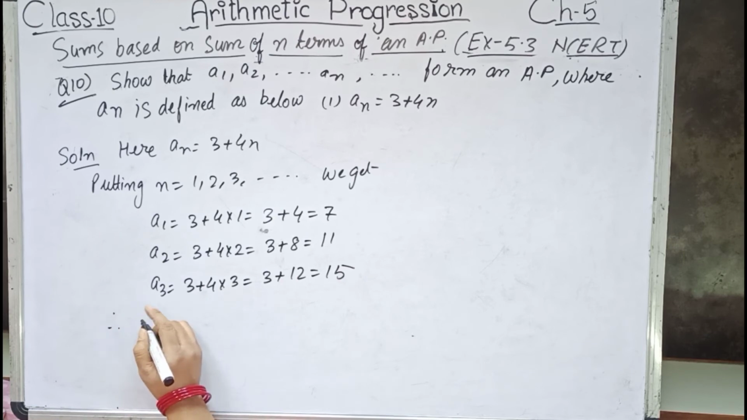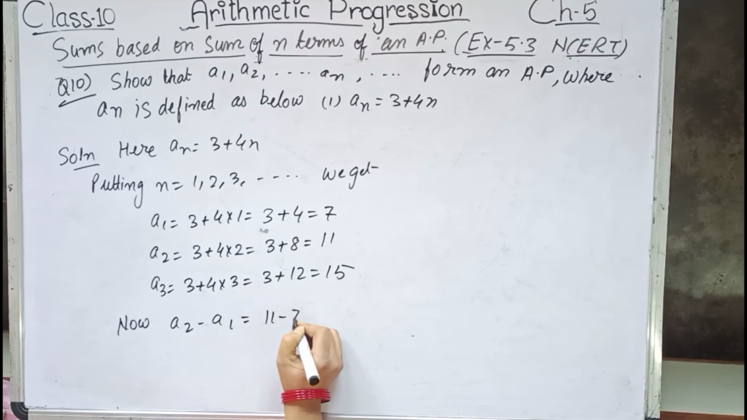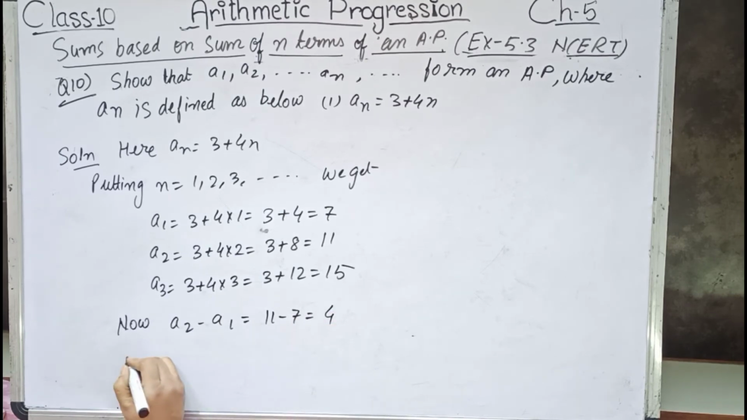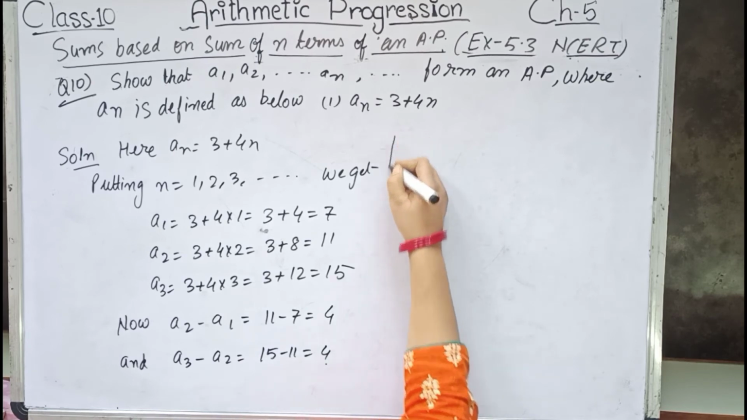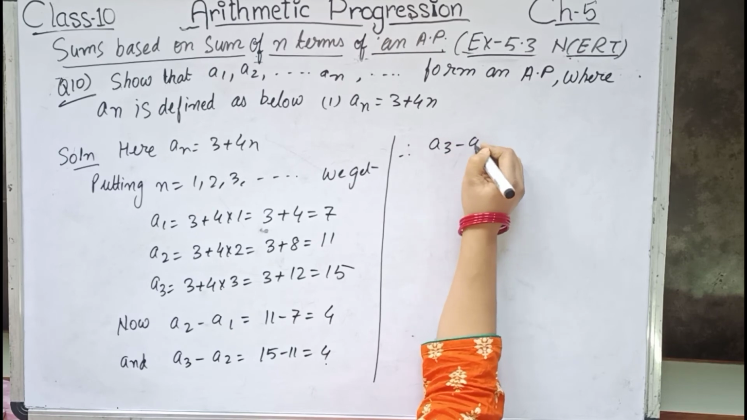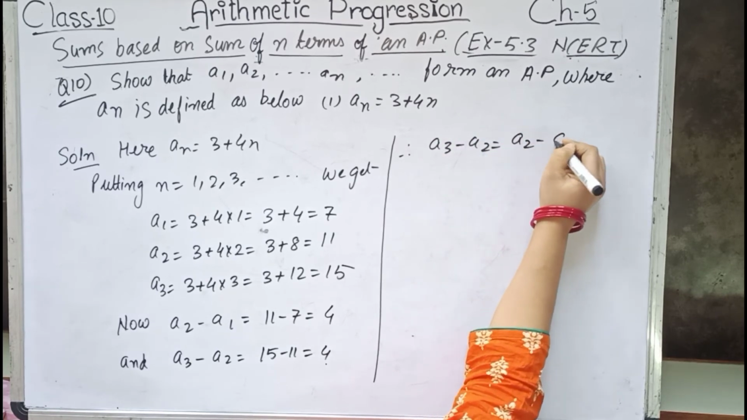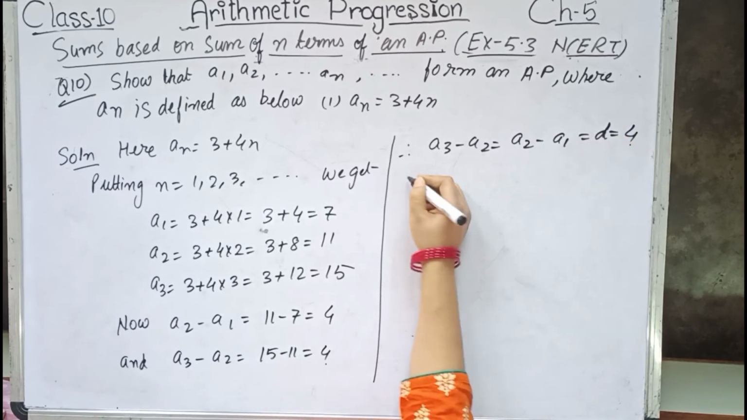Therefore, we have to prove that it forms an AP. Now, A2 minus A1 equals 11 minus 7 equals 4. And A3 minus A2 equals 15 minus 11 equals 4. Therefore, A3 minus A2 equals A2 minus A1 equals the common difference, D.